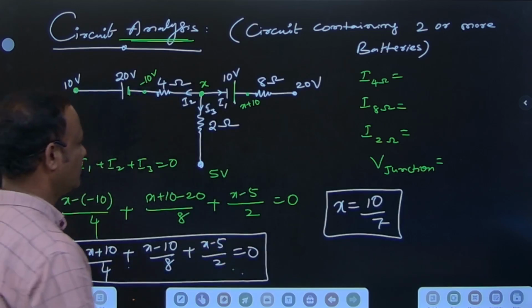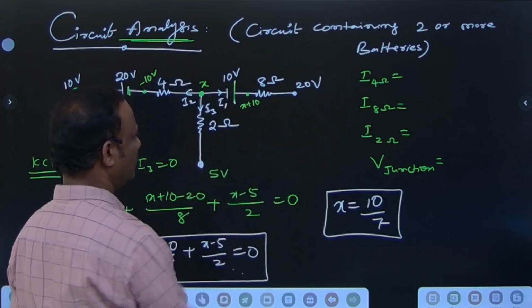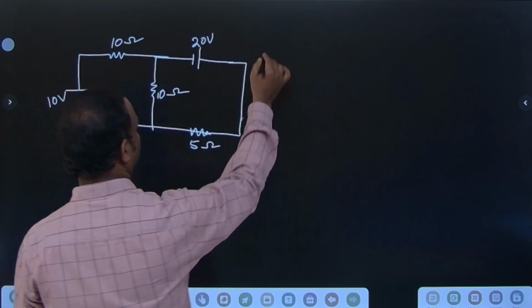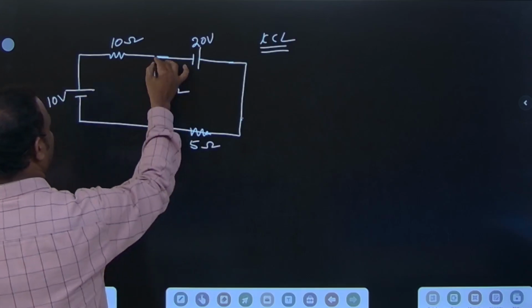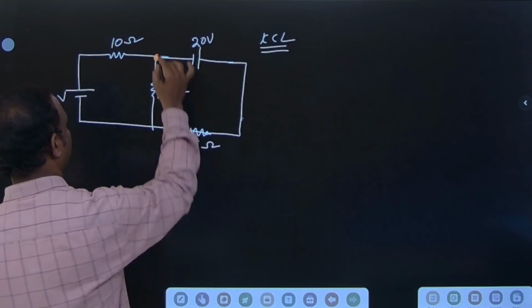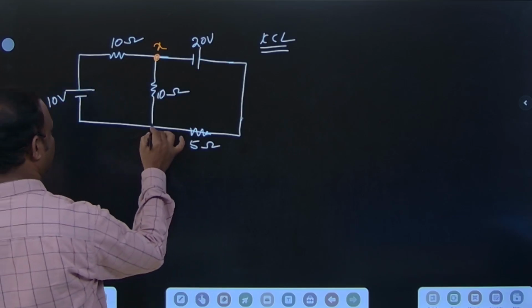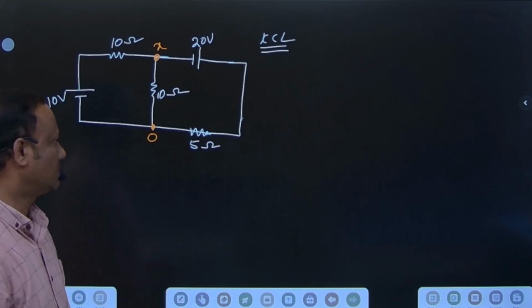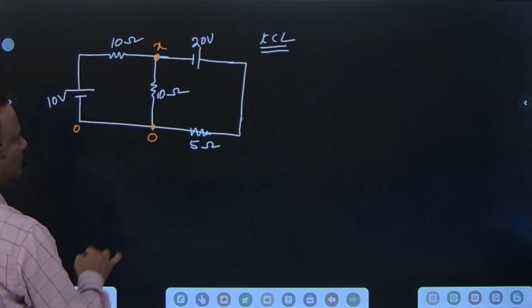Okay, after getting this x, you will get the currents, and next, you already got the potential. How can you find the current on this? By using KCL. Use the KCL condition. This is the point here, let it be x. This point is what? It's 0, it's grounded, just to imagine. This is 0, which means this one is also 0.